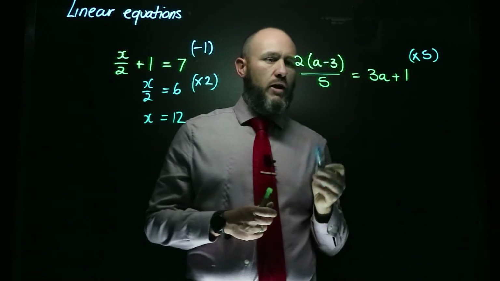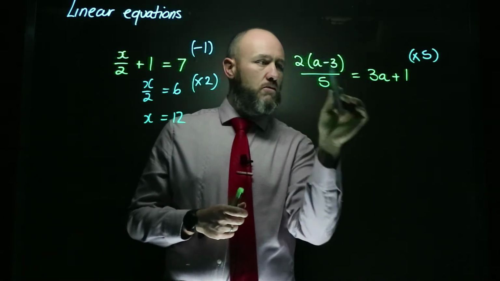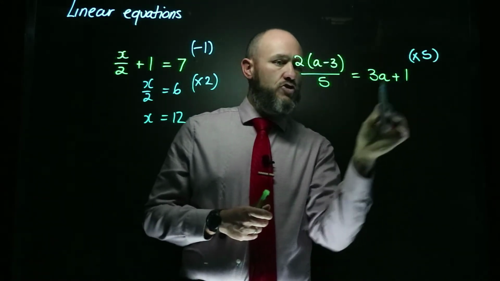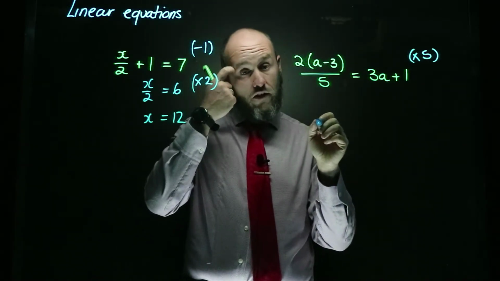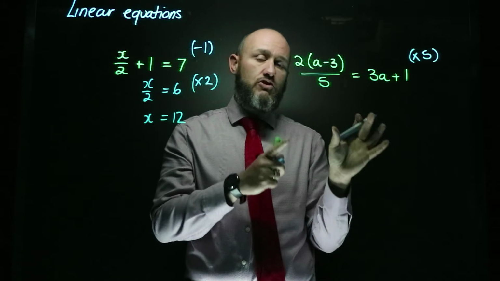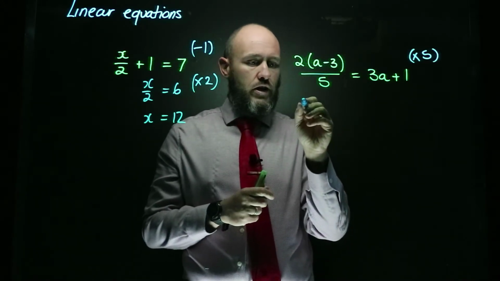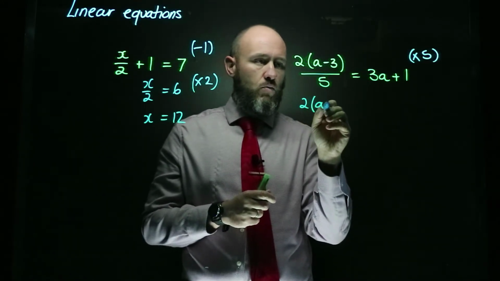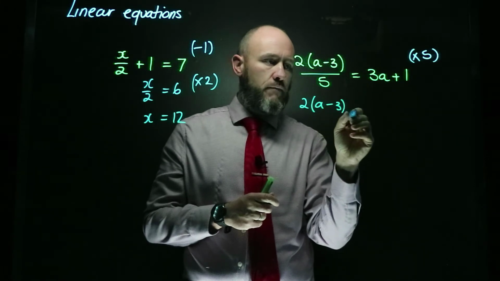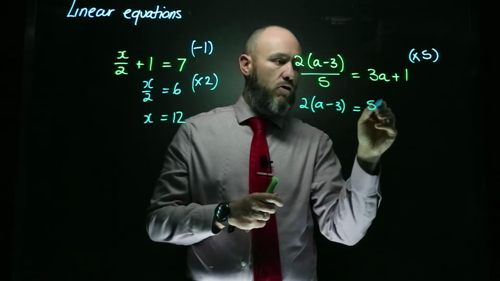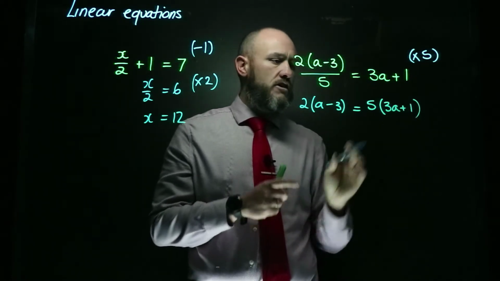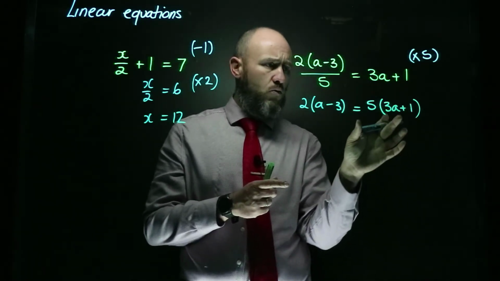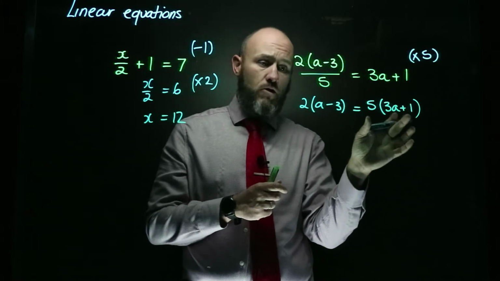We have to remember here that we have a single term, a term here and another term there, and everything needs to be multiplied by 5. So I'm going to be really clear about this by showing you how you could use brackets to ensure that it works. Over here, when we multiply by 5, we're left with 2a minus 3. Over here, we've now got 5 times 3a plus 1. So that's just being clear and careful that we multiply every element of this by 5.